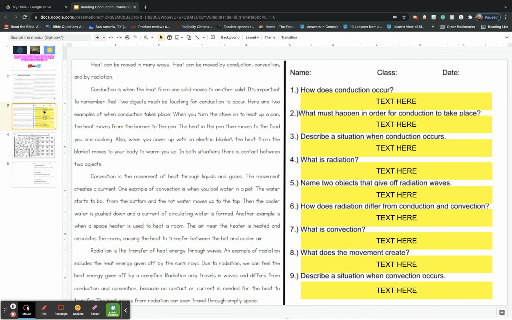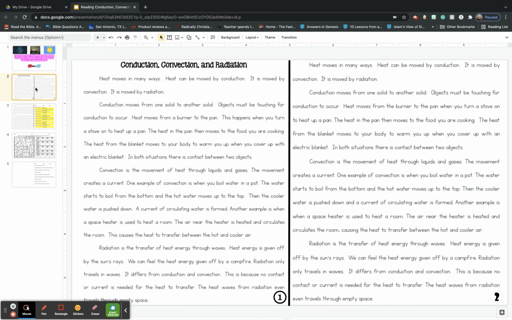To answer those problems, we're first going to need to read the passage. So it says heat moves in many ways. Heat can be moved by conduction. It is moved by convection. It is moved by radiation. Conduction moves from one solid to another solid. Objects must be touching for conduction to occur.